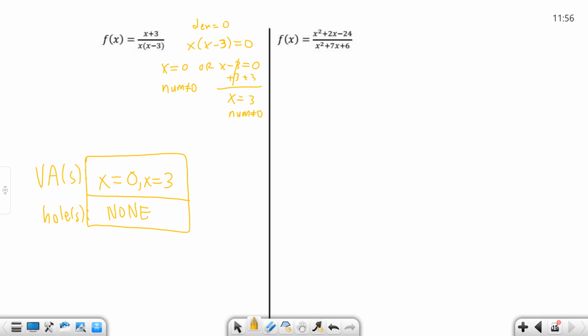Holes, none. And notice I put x equals 0, and then I put a comma, and then I also put x equals 3. I do not allow my students to do this, because x equals 0 is a line, and then you need to have the number 3. That's not a line. So both of these things are their own individual vertical asymptotes, so I require x equals on both numbers here, okay? And I think that's the proper way to do this.